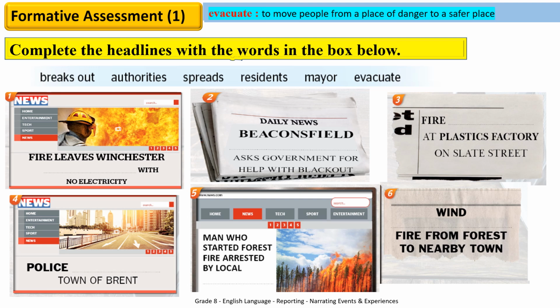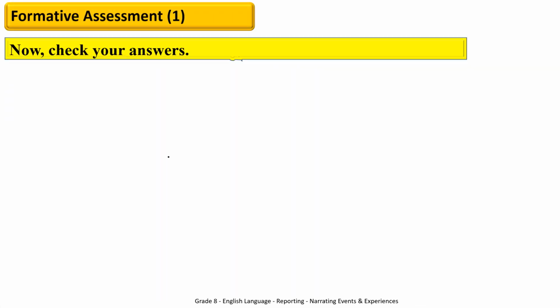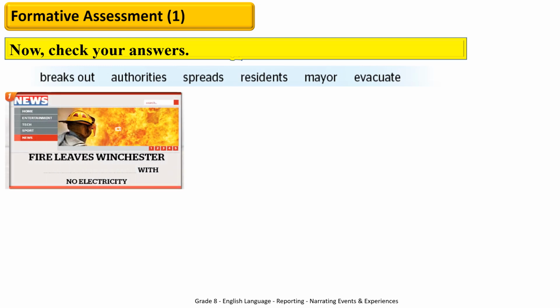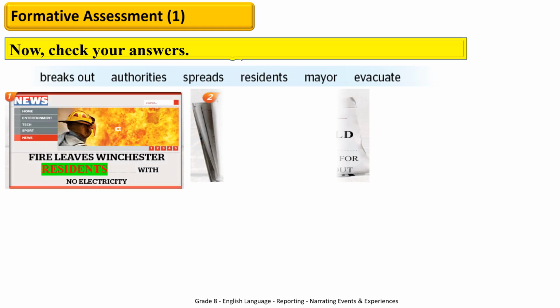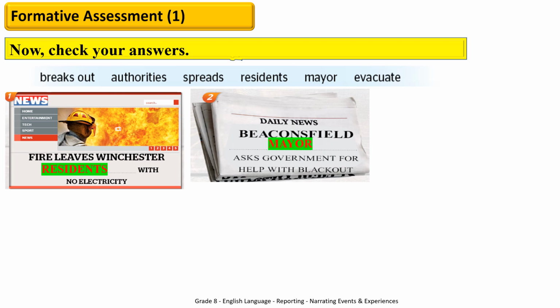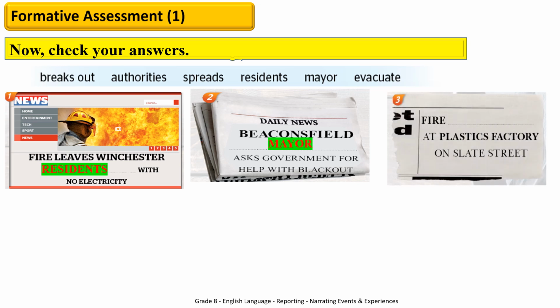Now, just as usual, pause the video, take your time and do the activity by yourself. Then come back to check your answers with me. Now you can check your answers with me. 1. Fire leaves Winchester residents with no electricity. 2. Daily News. Beaconsfield mayor asks government for help with blackout.